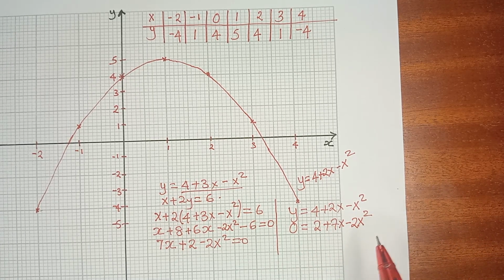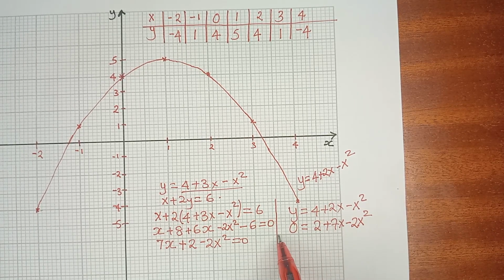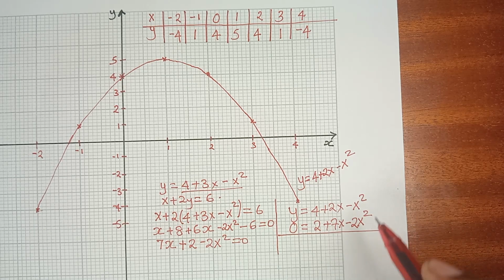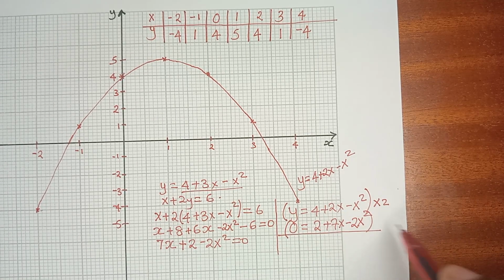But you realize that our objective is to eliminate the x squared term. And when I look at it, we have minus x squared and minus 2x squared there. We must therefore balance the coefficient of the x squared so that we can easily eliminate the x squared term. So we have 1x squared here, negative 1 and negative 2. So what do we do? We need to multiply the whole of equation 1 by 2 and the whole of equation 2 by 1.